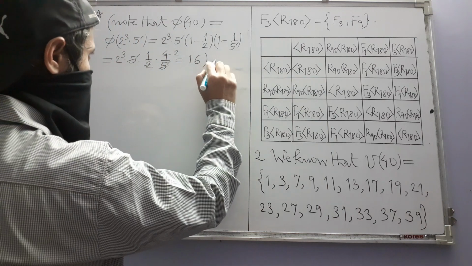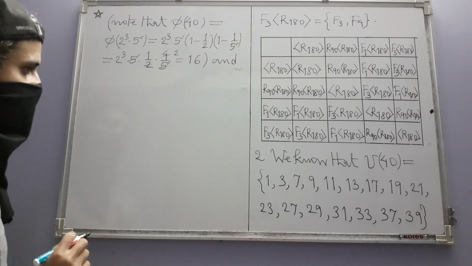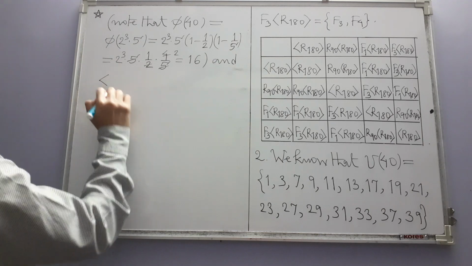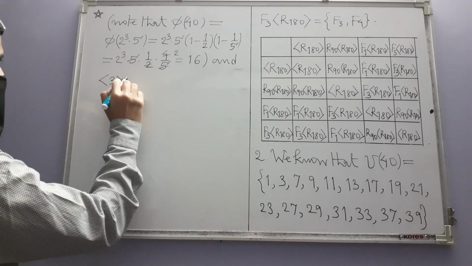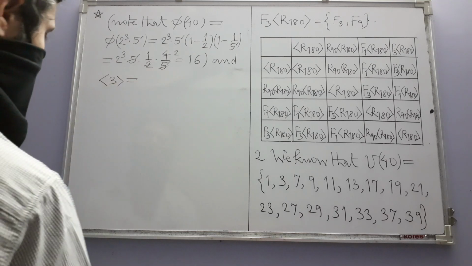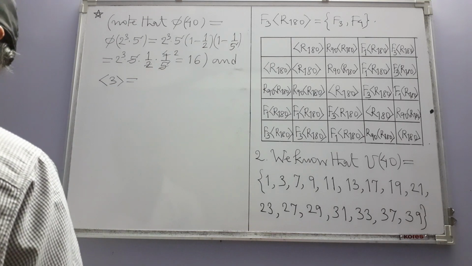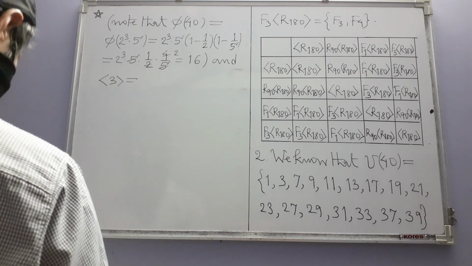And in this, our subgroup is the cyclic subgroup generated by 3, and its elements are these: 1, 3, 9 and 27.